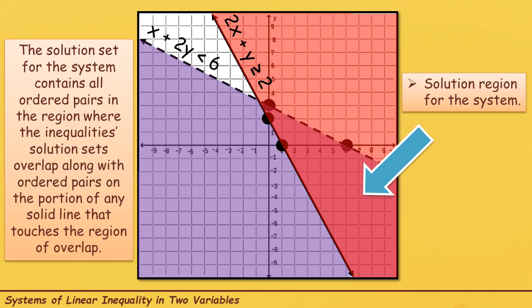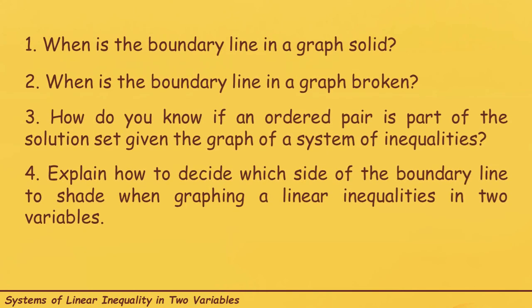So this is how we graph the system of linear inequalities in two variables. Okay, before we end our lesson today, I have 4 questions here. 1. When is the boundary line in a graph solid? 2. When is the boundary line in a graph broken? 3. How do you know if an ordered pair is part of the solution set given the graph of a system of inequalities? 4. Explain how to decide which side of the boundary line to shade when graphing a linear inequality in two variables.